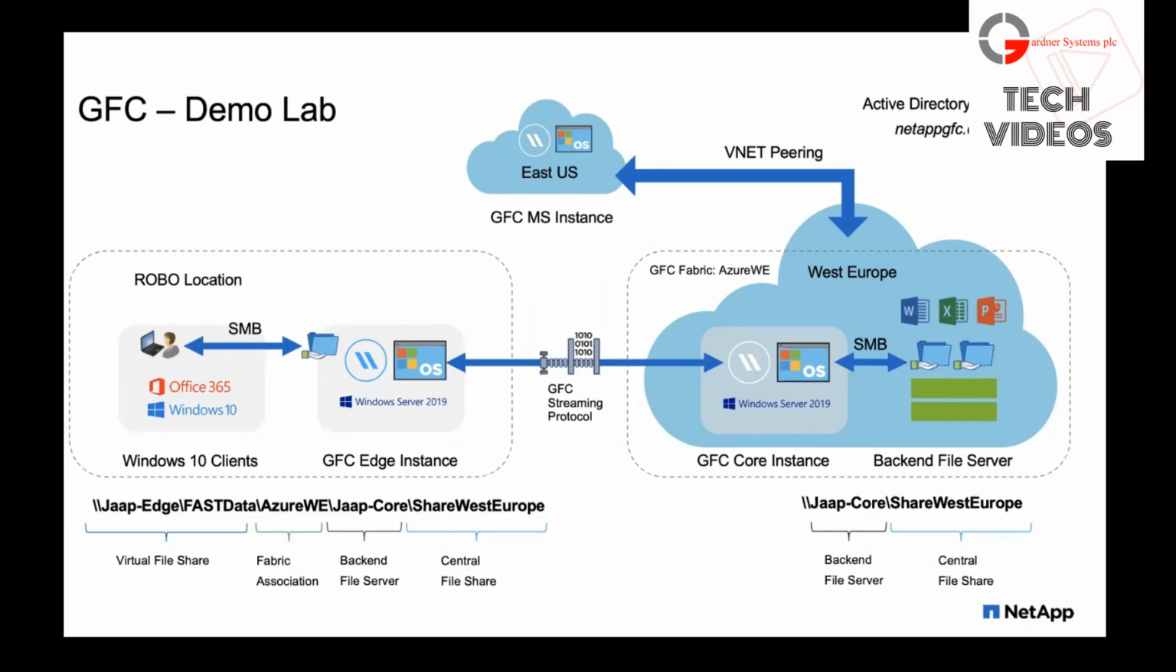So you could create a global namespace that really aggregates all of your geographically distributed data centers into a single namespace at the edge. And that's why that virtual file share is really important to understand, because if you type in this UNC path in Explorer, you would end up in the exact same space as if you were going to Jaap-core/share West Europe. But now you're accessing that data locally through the cache.